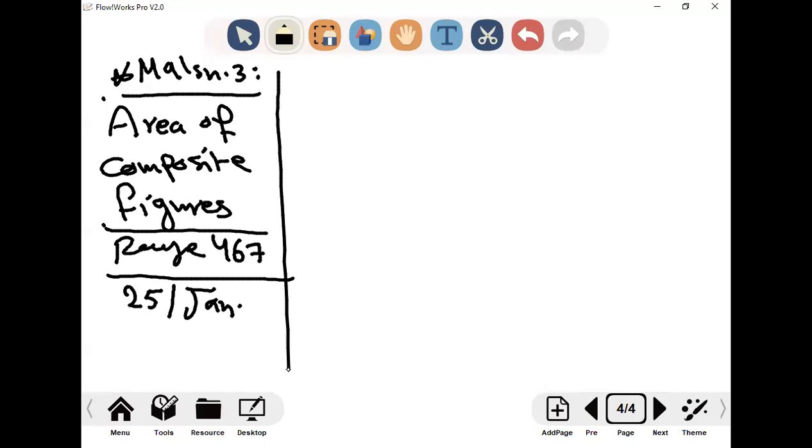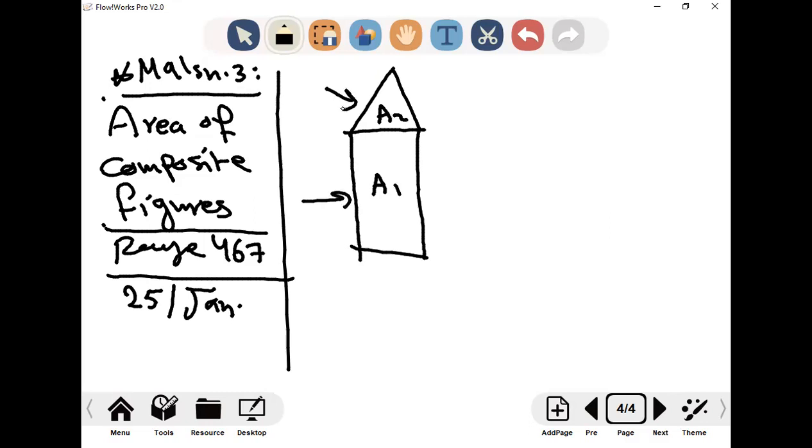Now, what I mean by composite figure, more than one figure which we know with each other, like a triangle with rectangle. Here we have a triangle, right? And this rectangle. Together, what we call it? Composite figure. Now, how will we find the area of the composite figure? We'll call this A1 and this A2. We will find A1 alone, A2 alone, then we will add the areas to find the whole area, right? This is what we will do.